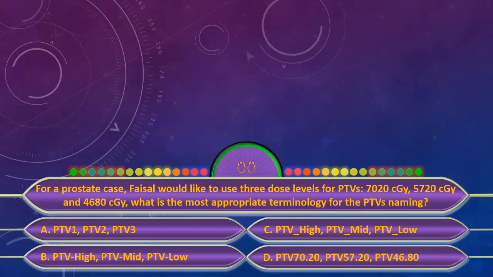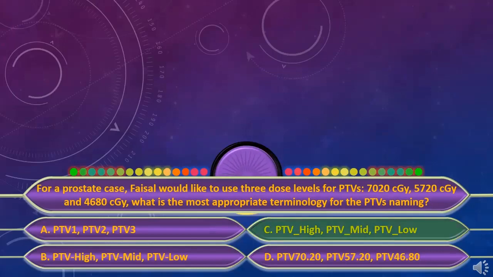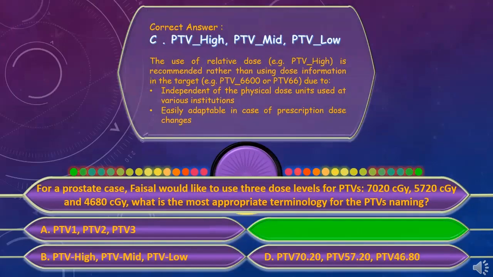So we have, which is good, 74% of you choosing C, which is the correct one. We said it's recommended not to use numerical values, so 1, 2 go out. And usually we use an underscore. So this one is C. The use of relative dose, for example PTV_High, is recommended rather than using dose information in the target, for example PTV 6600 or PTV 66, due to independence of the physical dose unit used at various institutions and being easily adaptable in case of prescription dose changes. Excellent.